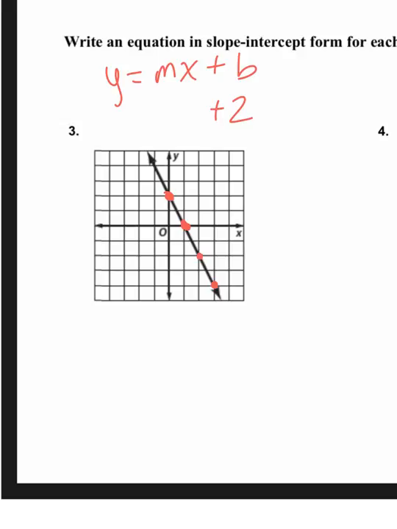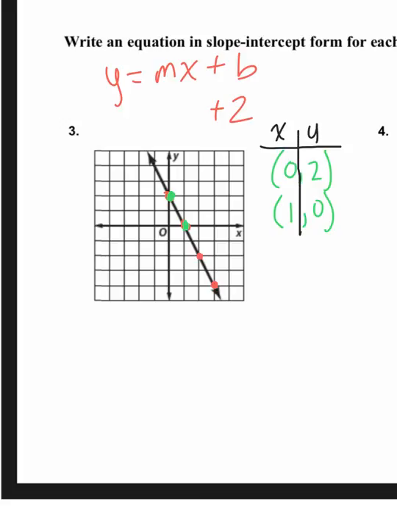So what would the coordinates be for this first point right here? 0, 1. We said for the y-intercept, x is 0. So this one would be 0. And then what's the y value? 2. 0, 2. And then let's look at this point right here. What are the coordinates for that point? 1, comma 0. So what we can do is we can make a table out of this.